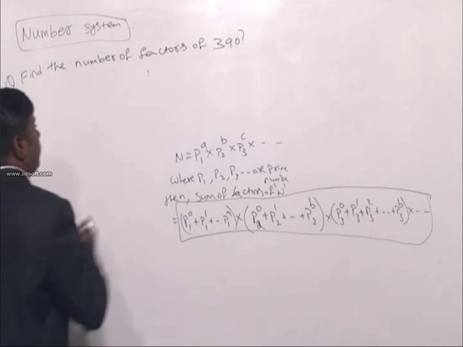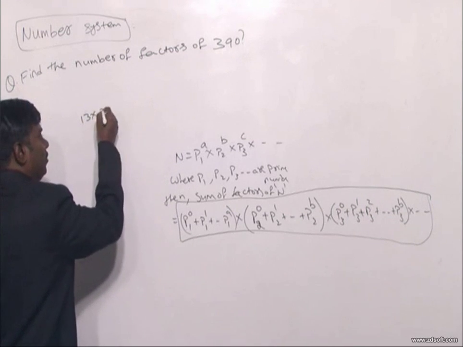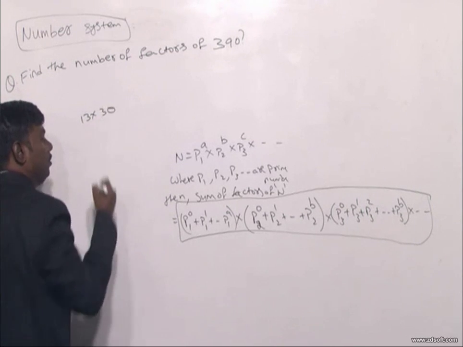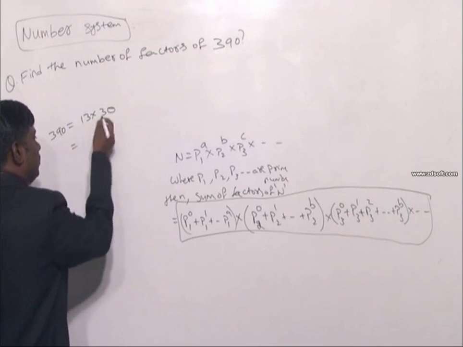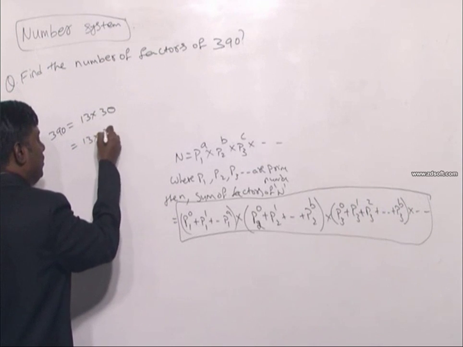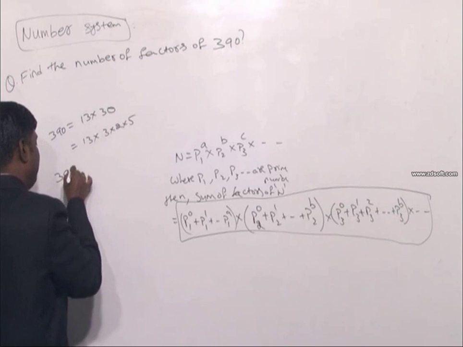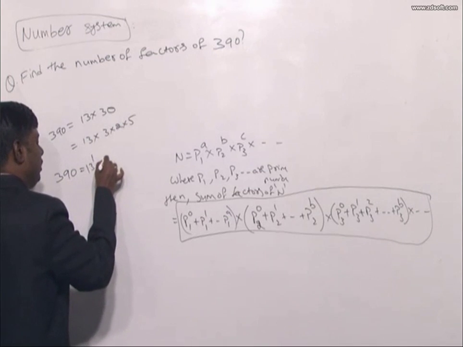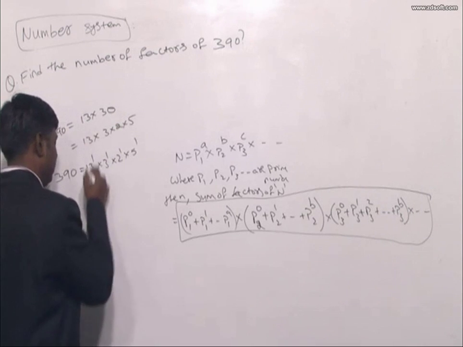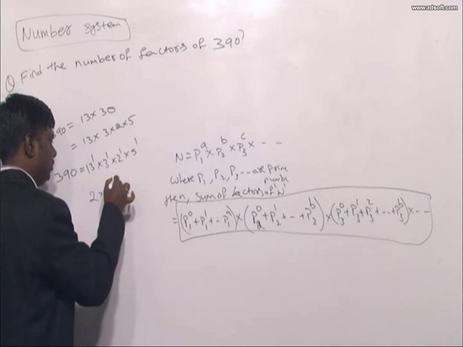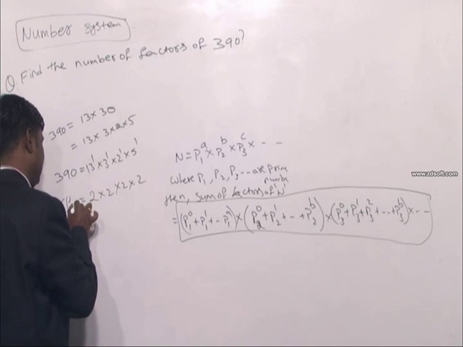Okay. Number of factors of 390. Let us first prime factorize 390. 13 into 30, so this can be further done as 3 into 2 into 5. So 390 can be prime factorized as 13 power 1 into 3 power 1 into 2 power 1 into 5 power 1. So number of factors: 13 power 1, 2 factors; 3 power 1, 2 factors; 2 power 1, 2 factors; 5 power 1, 2 factors. So it has 16 factors.